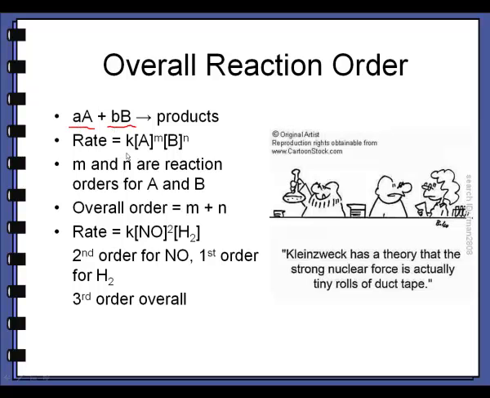The rate law for this one would be K, which is our rate constant, times A to the M times B to the N. M and N are orders, the reaction orders for A and B. The overall order of a reaction is the sum of the exponents for the reactants. So for instance, if I gave you this as the rate law for a particular reaction, with respect to the nitric oxide, which is NO, it's second order, and it's first order with respect to the hydrogen. If I want the overall order, I would add up 2 and 1, which were the exponents M and N, and it would be third order overall.